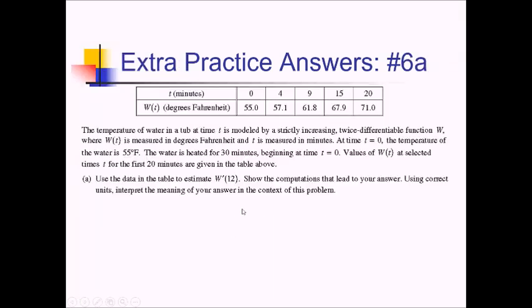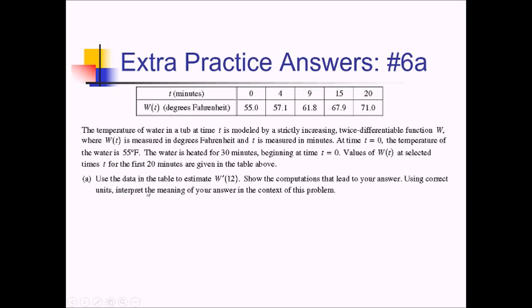For the setup on this calculator-based free response problem, we have the temperature of water in a tub modeled by a strictly increasing twice differentiable function W. W is measured in degrees Fahrenheit, t is measured in minutes, and at time 0 we're told the temperature of the water is 55 degrees Fahrenheit, which seems kind of chilly. The water is heated for 30 minutes, beginning at time 0. Values of W of t for selected times for the first 20 minutes are shown in the table.